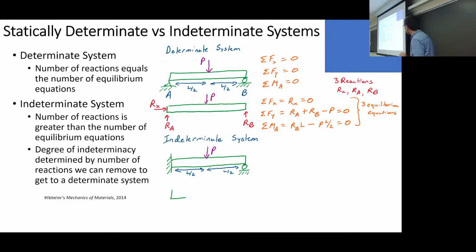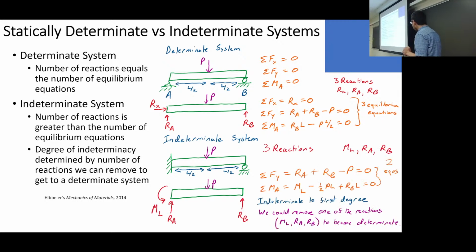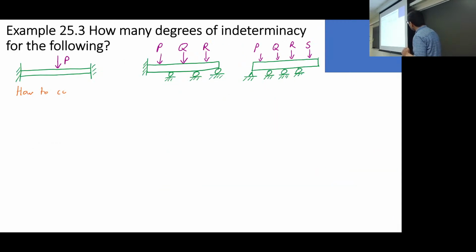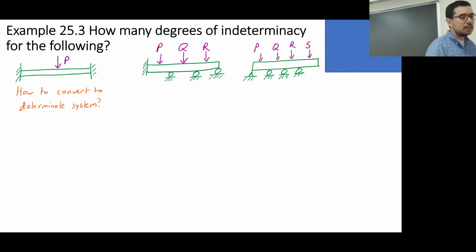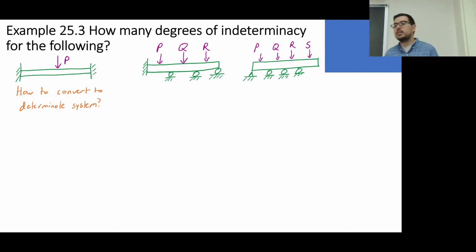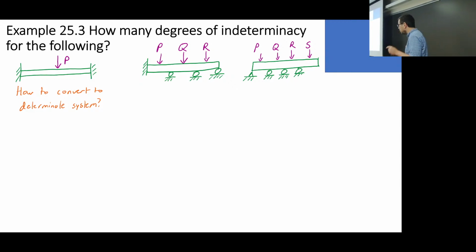Okay. So let's do some more examples. The one on the left, all right? So how many constraints do you take away to make this one determinate? How many constraints? The one on the left. We're going to do the ones on the right in a second, but the one on the left.